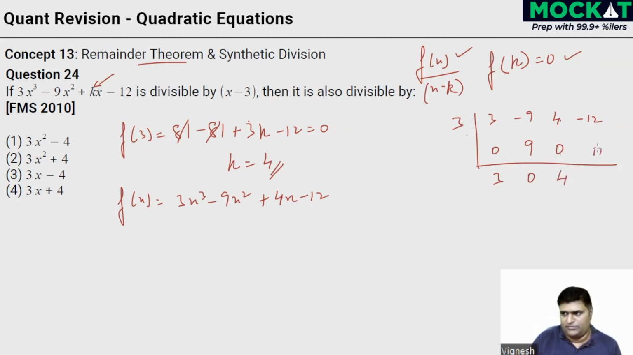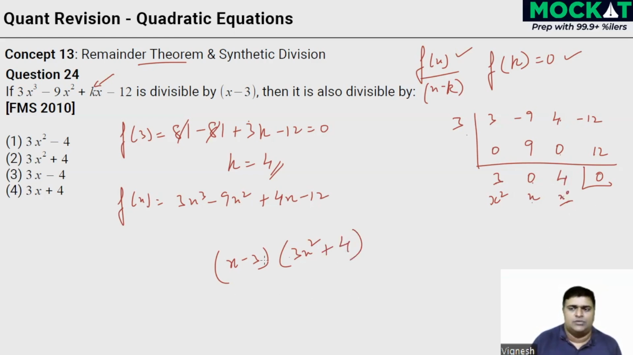3 into 4 is 12. You add it up, you get a 0. That was the reason, right? So once you divide by x minus 3, you're going to get x square, x and constant, right? So which simply means when factorized, it's x minus 3 into 3x square plus 0x, plus 4. That's the constant, right? And that's it. So this is x bar 0. So if this is divisible by x minus 3, then it's also divisible by 3x square plus 4. So the answer over here becomes option 2.